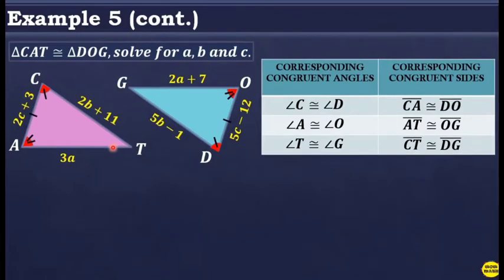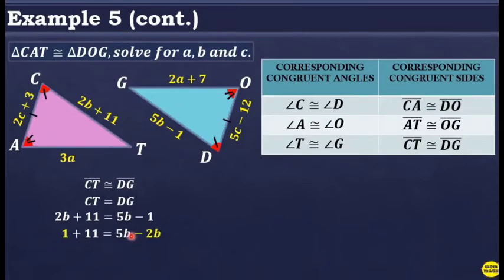Next, let's solve for B. So, for B, we have CT is congruent to DG. So, ito naman pong side na to. So, CT is congruent to DG. So, since they are congruent, therefore, they are equal. So, kunin natin yung measure ni CT, which is 2B plus 11. And then si DG, which is 5B minus 1.